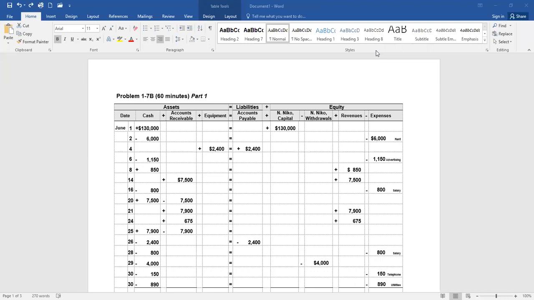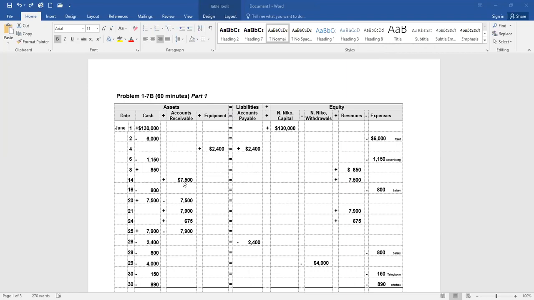Next, the 20th. The company received $7,500 cash payment for the services completed for City Center on June 14th. So if you take a look back up on June 14th, remember the company completed the services, so they recorded the revenue. They said, here's what we charged the customer for this service. But the customer didn't pay it. So they recorded the amount in the accounts receivable column to show that it was owed to them.